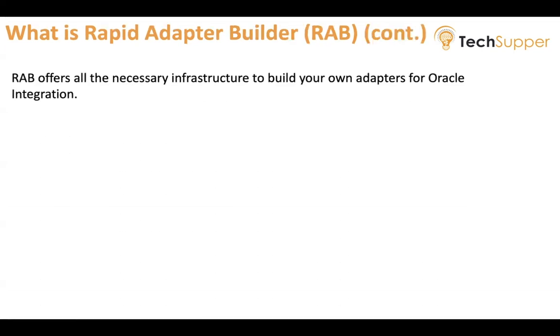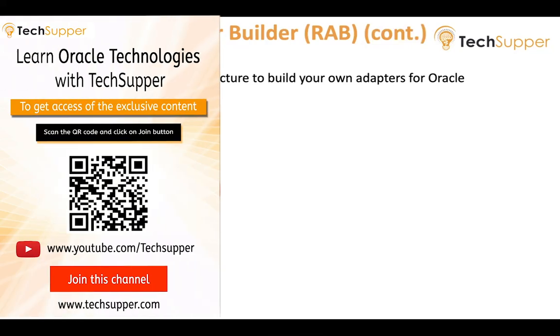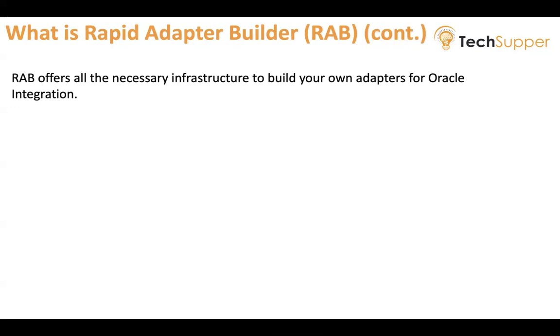Continuing on the same thing, RAB offers all the necessary infrastructure. It is not like you have to download something, install something. But yes, there is something that you have to download on your laptop, which we will discuss. It's a non-IDE, I can say, which you simply have to download. That's it. RAB offers all the necessary infrastructure to build your own adapters for Oracle Integration. And the good news is it is free to use. You simply need the Oracle Integration instance, which you will have anyway, but RAB is free to use.